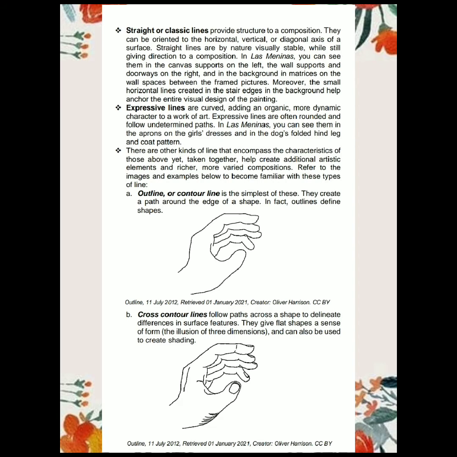There are other kinds of line that encompass the characteristics of those above yet, taken together, help create additional artistic elements and richer, more varied compositions. Refer to the images and examples below to become familiar with these types of line. Outline or contour line is the simplest of these. They create a path around the edge of a shape. In fact, outlines define shapes. Contour is an outline, boundary, or border, usually of curved shape, while outline is a line making the boundary of an object or figure. The next one is cross contour lines.